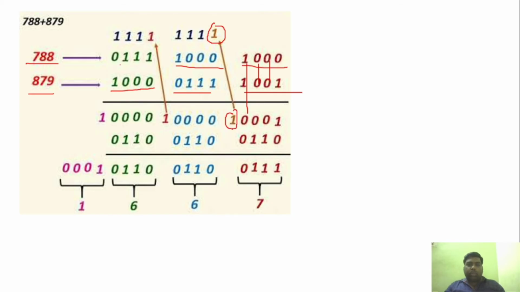Right, so this 1 is carry. The reason why we have mentioned 1 here is, even though it produces carry here, this is not a valid BCD form, right? You have to consider this alone, right? So this is 17. So that is why I'm adding 6 here, right?